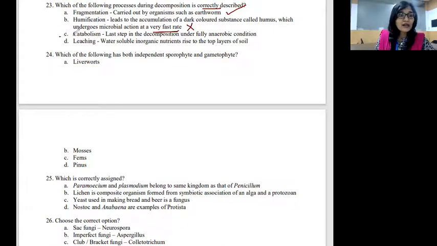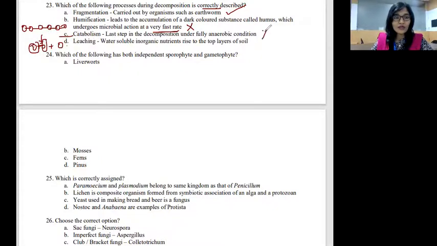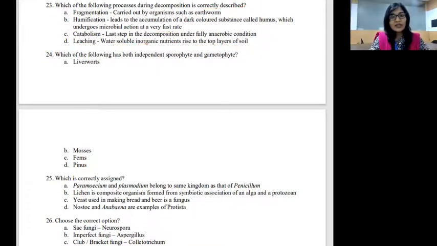Catabolism is breaking down of large molecules into small molecules. Suppose you're talking about glycogen, which is stored in the liver and muscles, which is the stored form of glucose. That has to be broken down into glucoses, which is going to be a monosaccharide. So this is also wrong. Leaching. Leaching is water soluble inorganic nutrient rise to the top of the soil, they have given. What is leaching? When a water soluble inorganic nutrient, because of rain, goes deeper in the soil. That is going to be leaching, which is again a wrong statement, right? Yes. So the correct statement is option A.